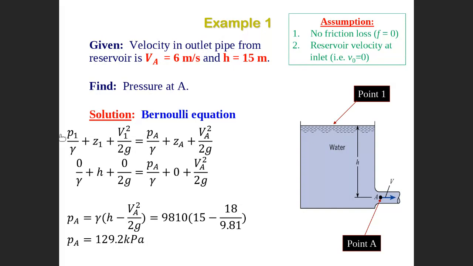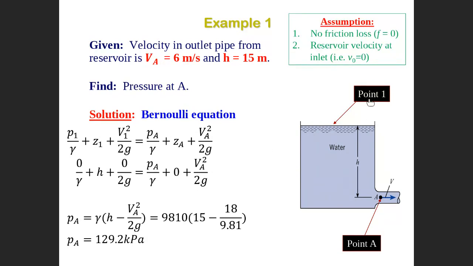So P1 divided by gamma plus H1 (Z1, same thing) plus V1 squared divided by 2g. This is the first one, at point 1. Then at point A: PA divided by gamma plus HA, or ZA, plus VA squared divided by 2g.